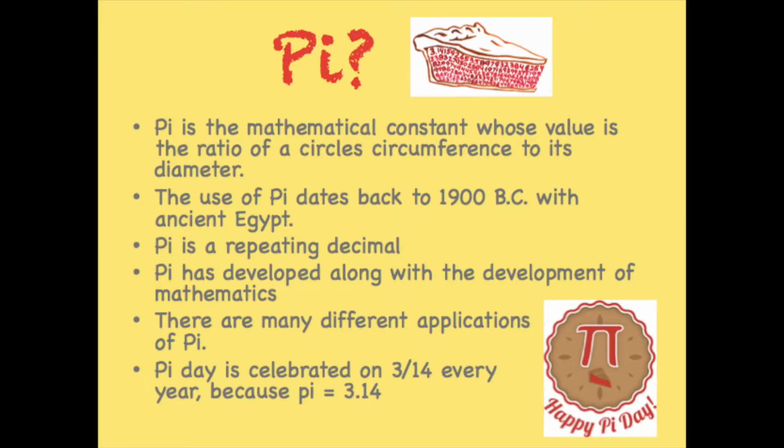Well, pi is a mathematical constant whose value is the ratio of the circle's circumference to its diameter. Oh, yes, and the use of pi dates back to 1900 BC with ancient Egypt. And pi is a repeating decimal.